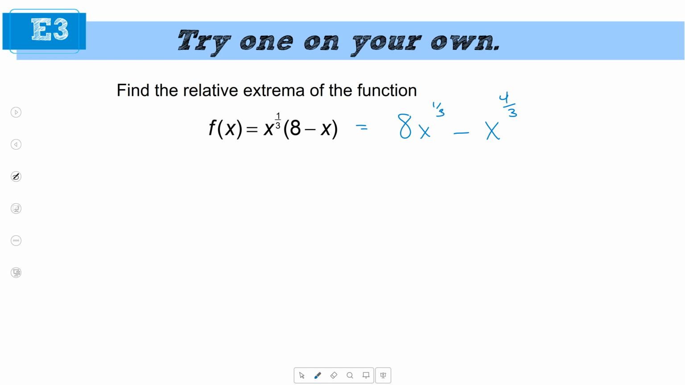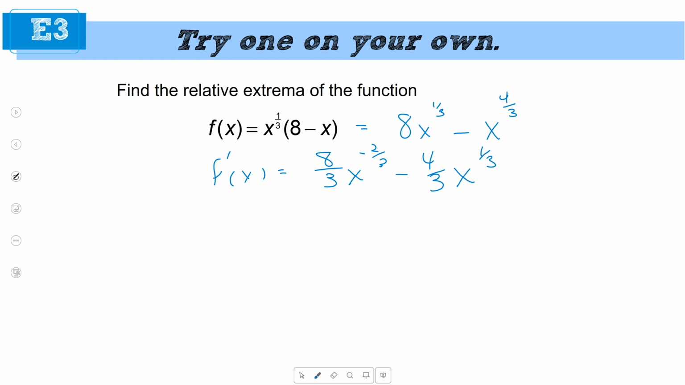Everybody good? I'm going to continue with this. Is that okay? F prime of x is equal to 8/3 x to the negative 2/3 minus 4/3 times x to the 1/3. Am I good so far? Okay, good. That's not a sum, that's a difference. A difference is no good. I need a product because I want to be able to test regions and find critical numbers, set it equal to 0, do all that fun stuff.